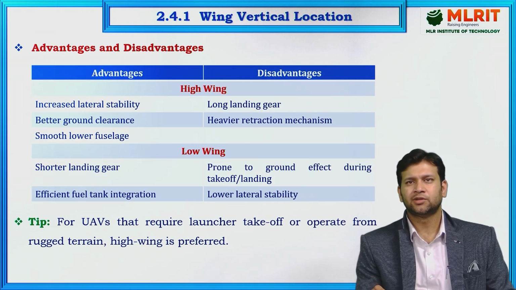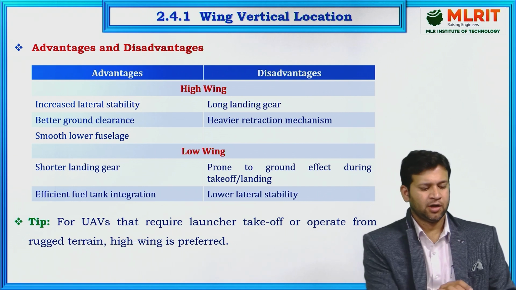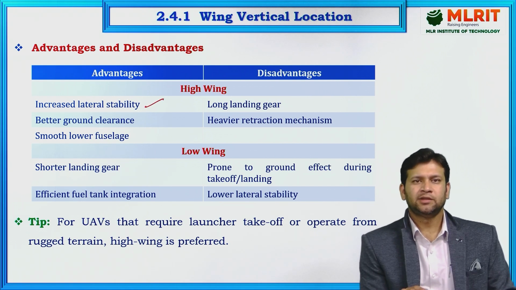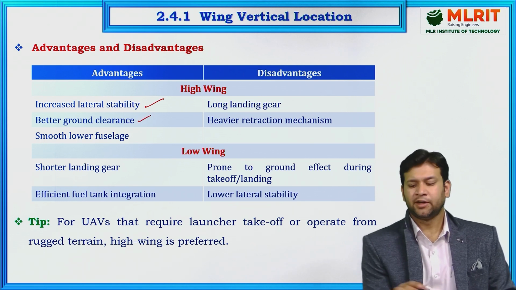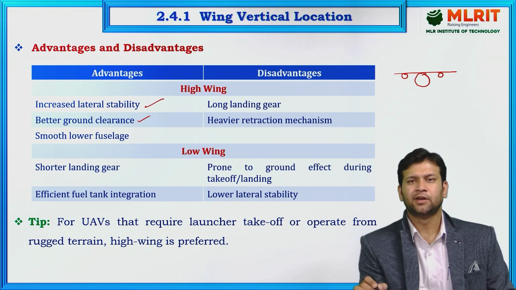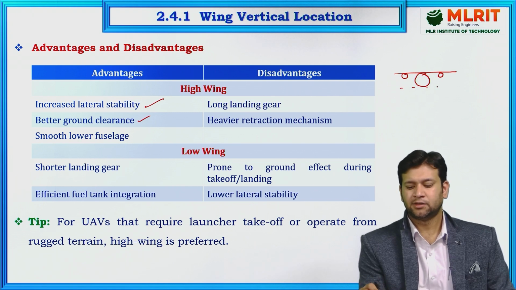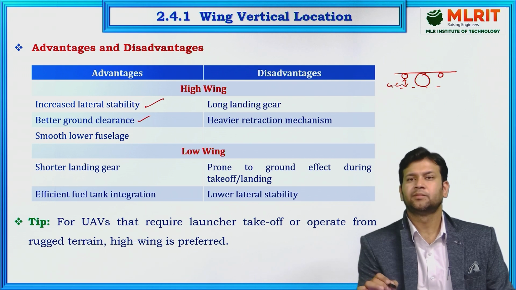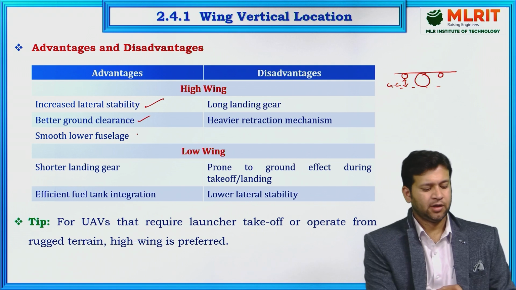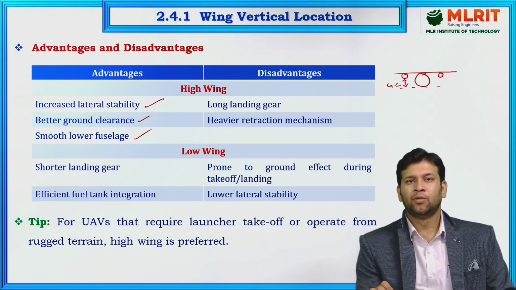Advantages and disadvantages of wing vertical location. An advantage of the high wing is that it increases lateral stability. It has better ground clearance. Like if this is the aircraft, these are the engines mounted on the high wing. Under the high wing, it has huge ground clearance, so it becomes much easier. And we have a smoother, lower fuselage.